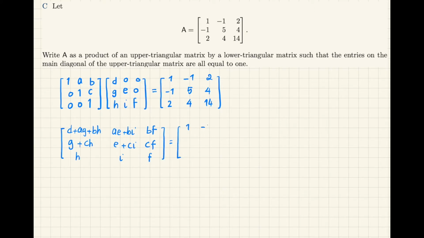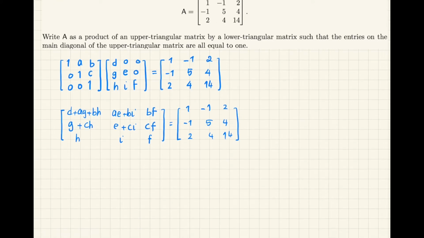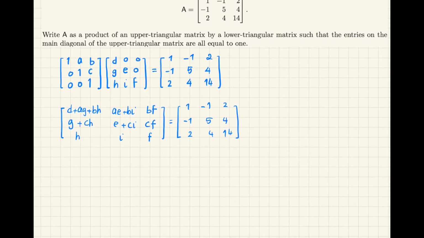1, minus 1, 2, minus 1, 5, 4, 2, 4, and 14. So this immediately, if I compare the last rows, it becomes obvious that H should be equal to 2, I is equal to 4, and F is equal to 14. Yes? So these are the numbers that I immediately get by comparing the final rows.